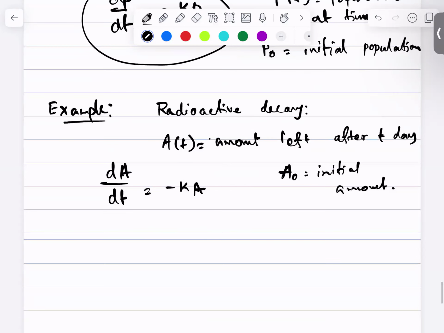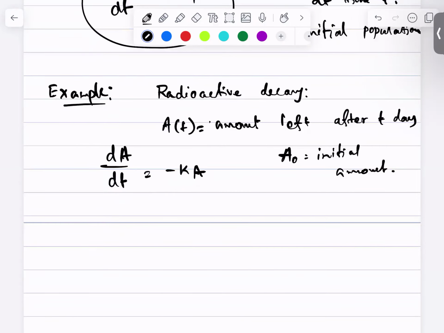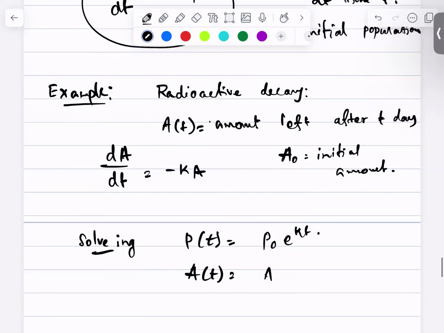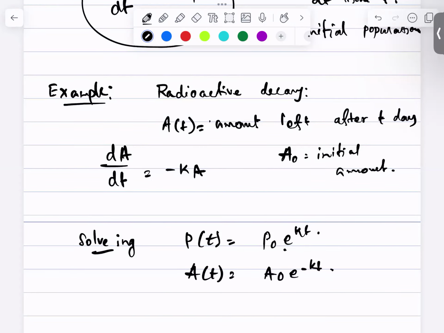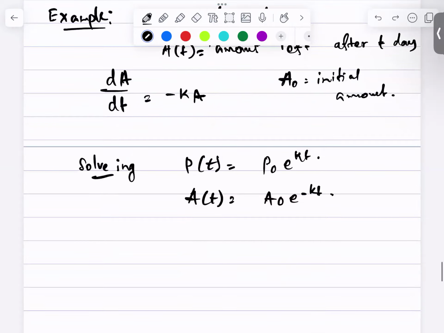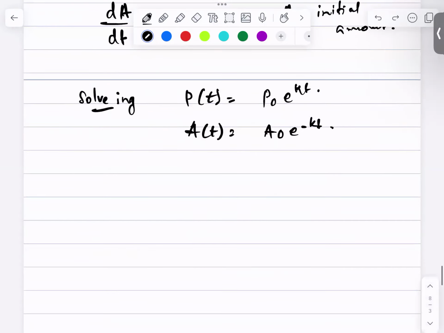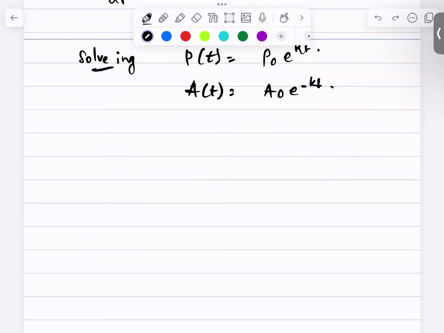The question is why we get the name exponential growth or decay. If you solve this, you'll get the general solution as P naught e to the kt for the population, and for the radioactive decay you'll get A naught e to the minus kt. So the exponential term is coming in the general solution, so we call this type of growth or decay exponential growth or decay. Cool. Let me solve one example for you.